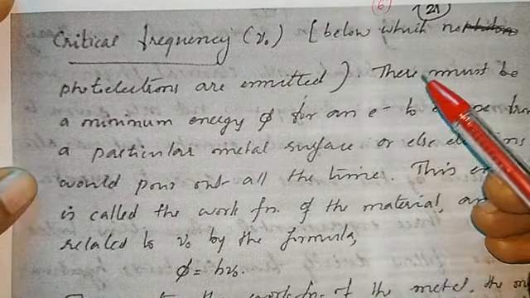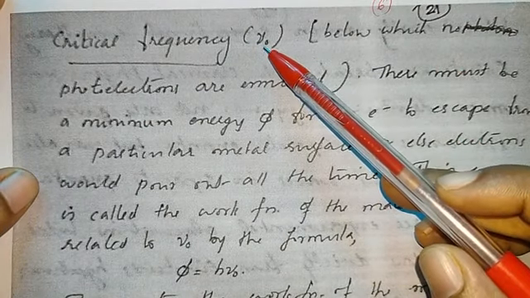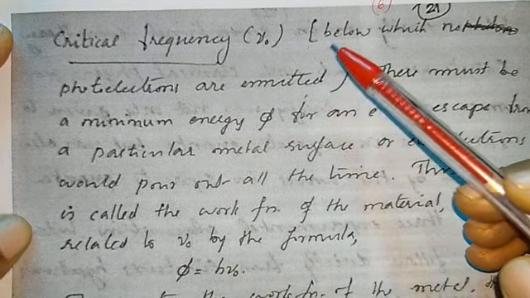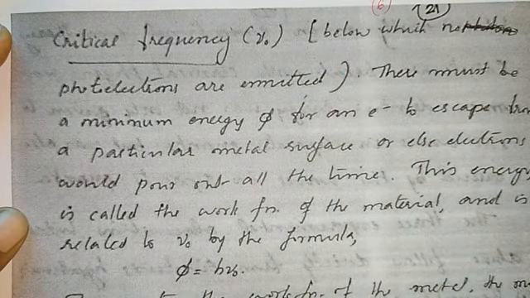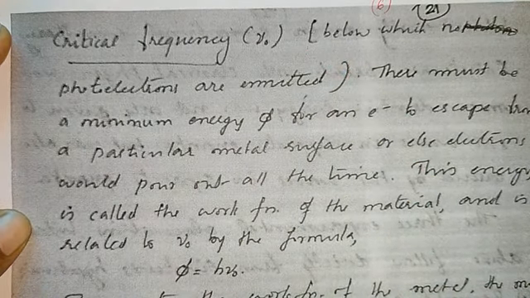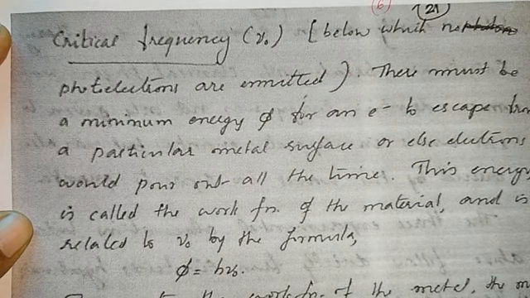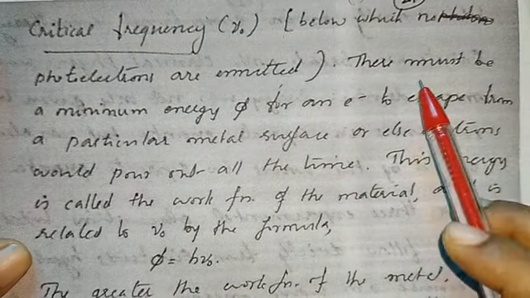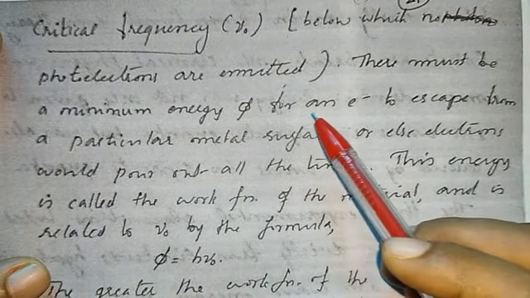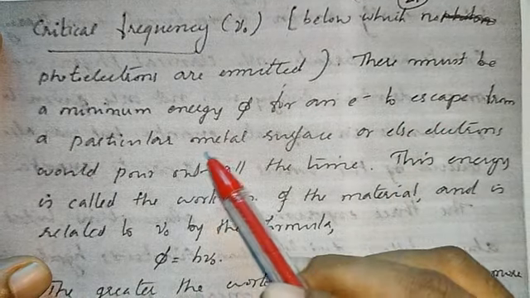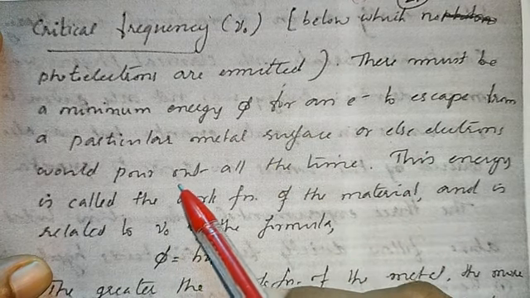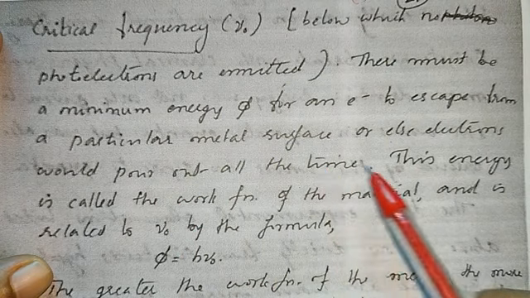Now we will define a new term, critical frequency. We have already defined this critical frequency, below which no photoelectrons will be emitted and above which the photoelectrons can have energy ranging from 0 to a maximum value. So there must be a minimum energy phi for an electron to escape from a particular metal surface, or else electrons would pour out all the time.